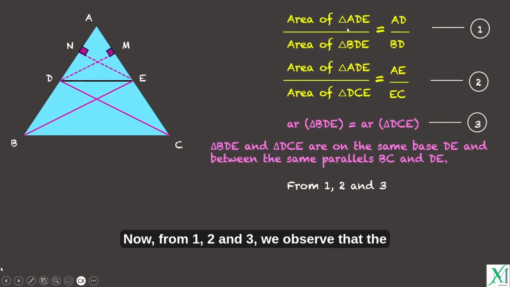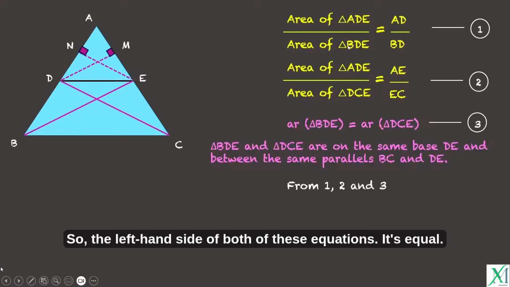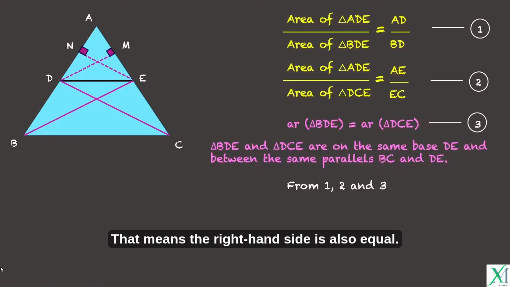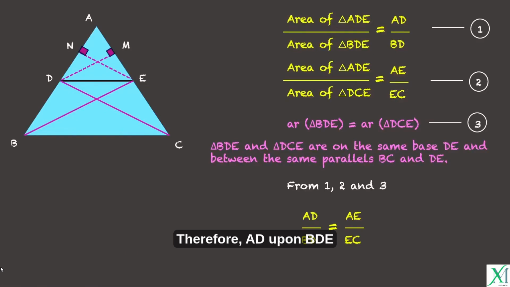Now from 1, 2 and 3 we observe that the numerators in 1 and 2 are the same. The denominators are equal again. So the left hand side of both of these equations is equal. That means the right hand side is also equal. Therefore, AD upon BD is equal to AE upon EC. And that is what we wanted to prove.